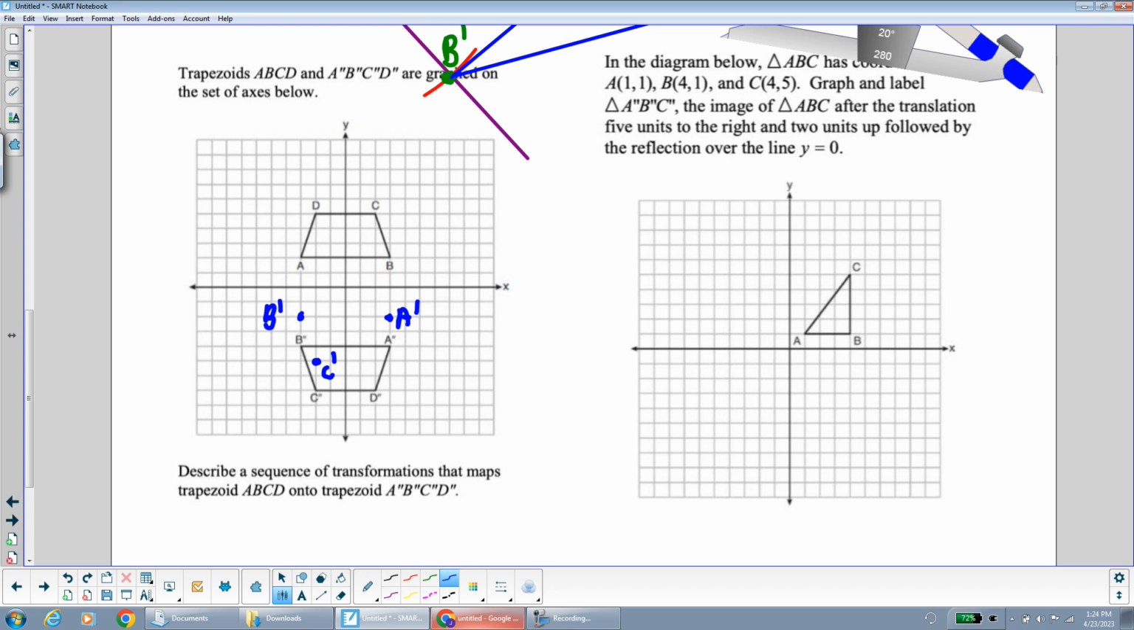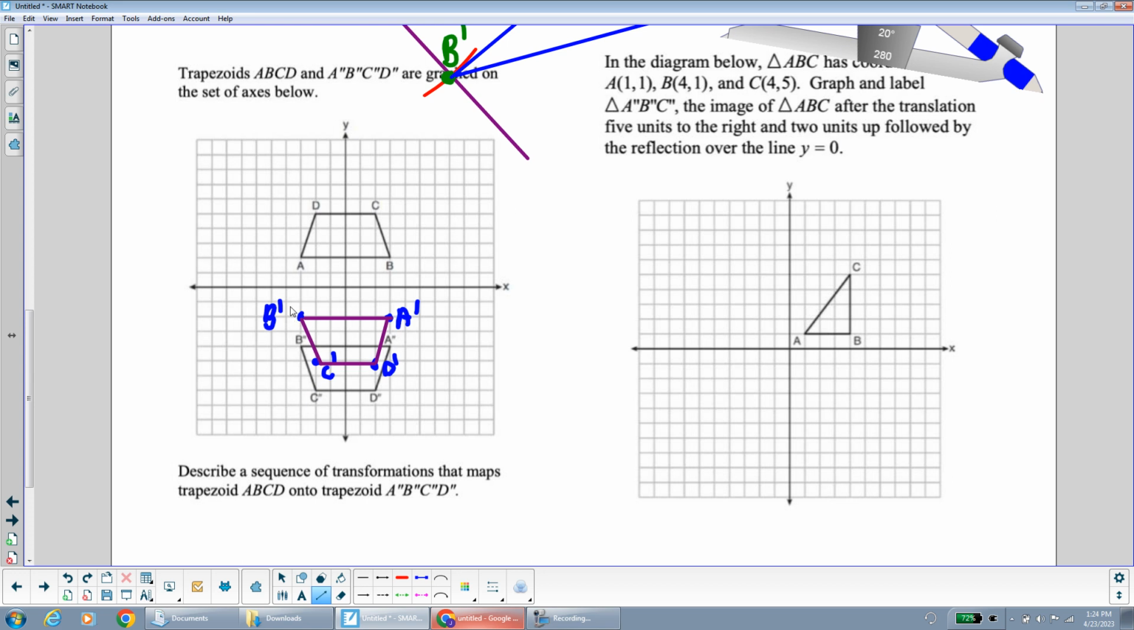And point D, -1, -2 becomes 1, 2. So all the points are oriented the way that they need to be. So we're good on that. It's facing the correct way after the rotation, but it doesn't exactly match up. So it looks like we're going to also have to slide it a bit.